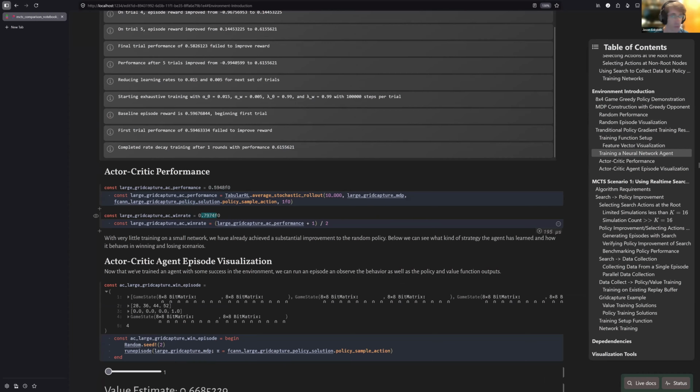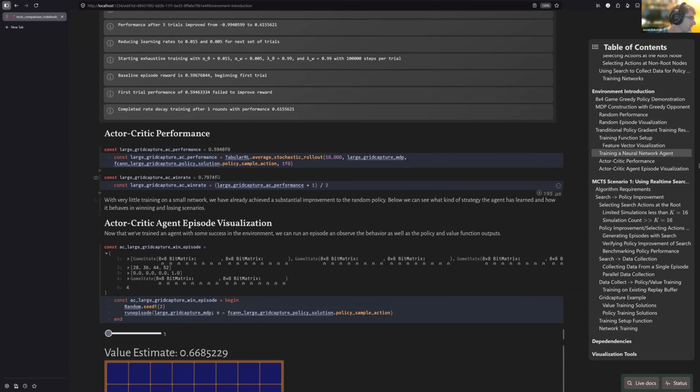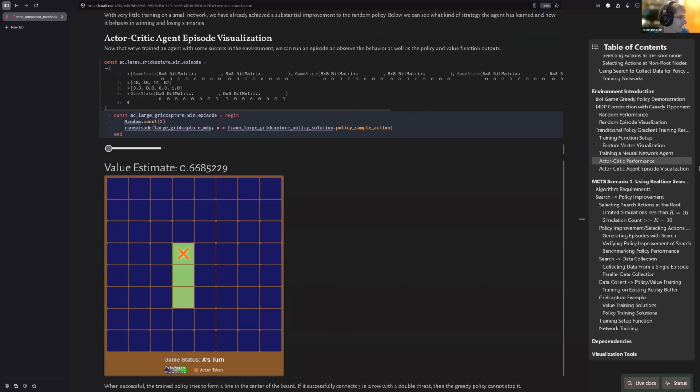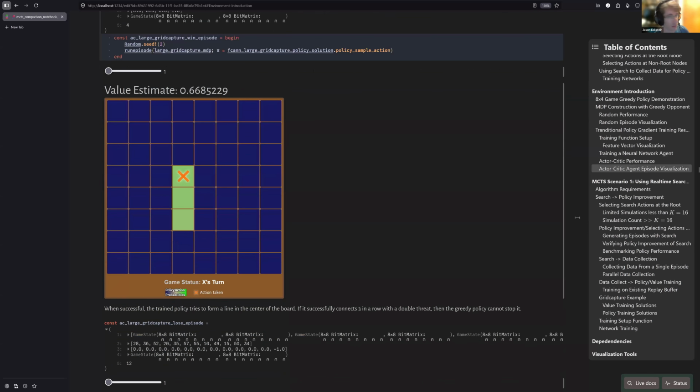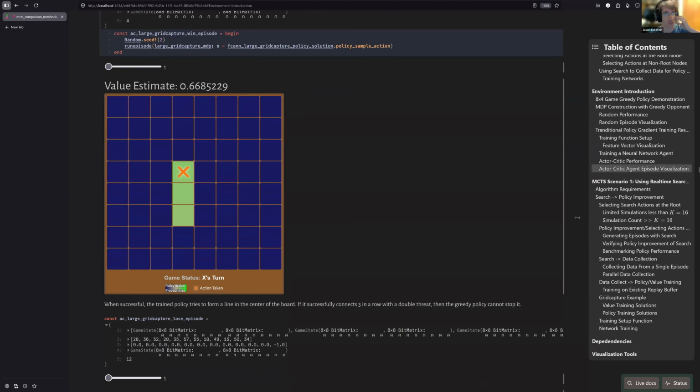Now, converting that to win rate, it's about an 80% win rate. So yeah, the performance is certainly much better than the random policy, but still not perfect. And we can see now what the distribution looks like of this function, as opposed to the heuristic policy function we had for the greedy policy. This is something that's been trained.